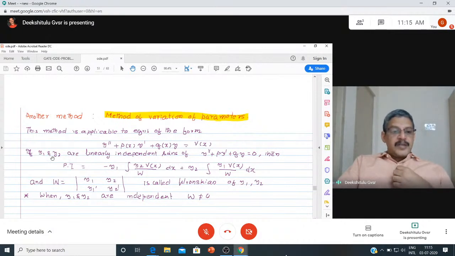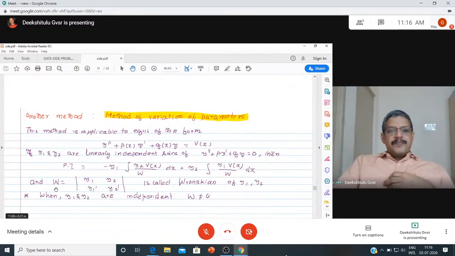The procedure goes like this. If y1 and y2 are two linearly independent solutions, and I say two linearly independent because it's a second order equation, so two linearly independent solutions are enough for me. So if y1 and y2 are two linearly independent solutions of y double dash plus p y dash plus q y equal to 0, then the particular integral is minus y1 integral of y2 v of x by W, plus y2 integral of y1 times v of x by W dx.